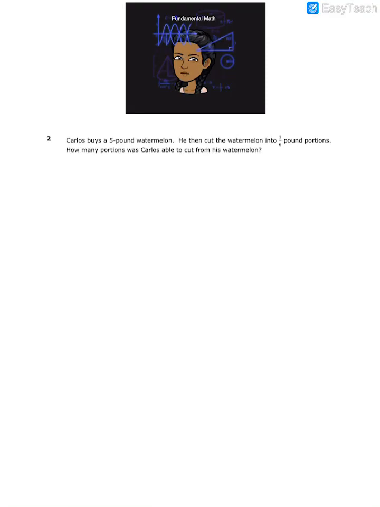This is a concept that students have to learn or are tested over pictorially, using computation or algorithm, and on the number line. So I am going to do my best to do all three. So here we go. Carlos buys a 5-pound watermelon. He then cuts the watermelon into 1/6-pound portions. How many portions was Carlos able to cut from his watermelon?